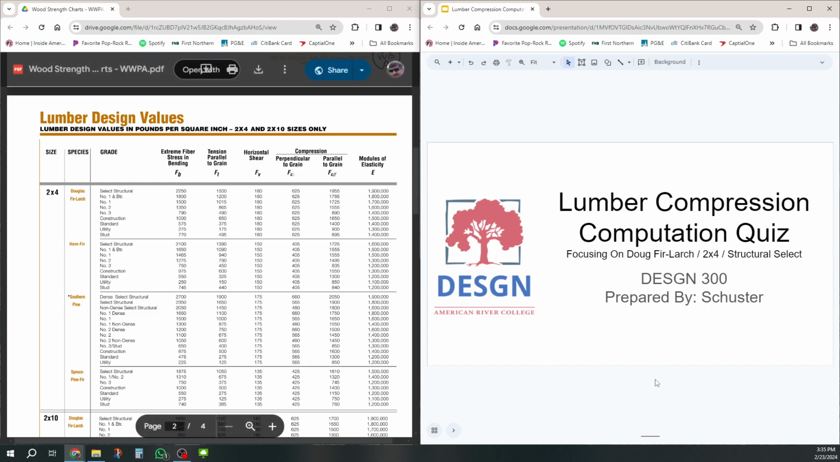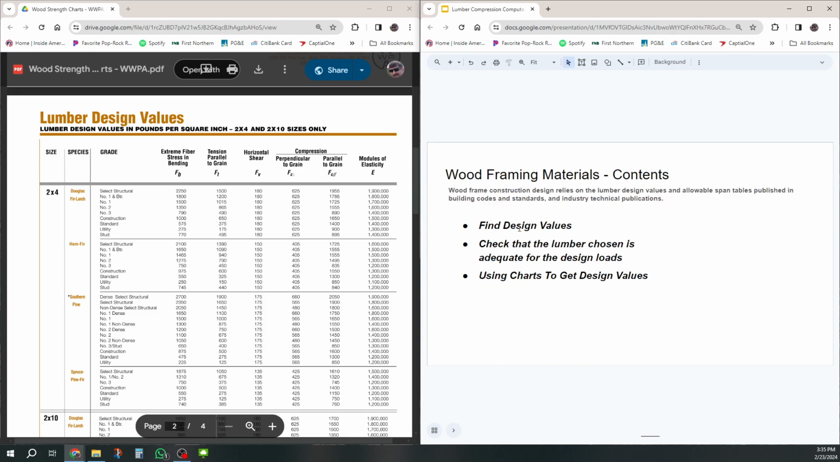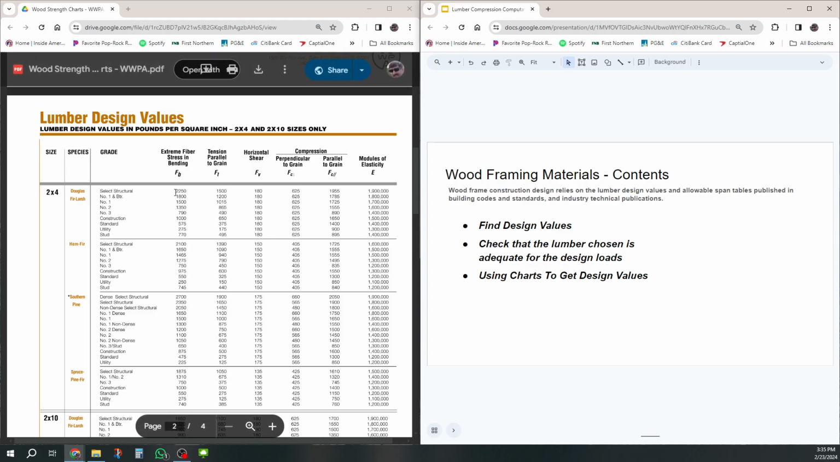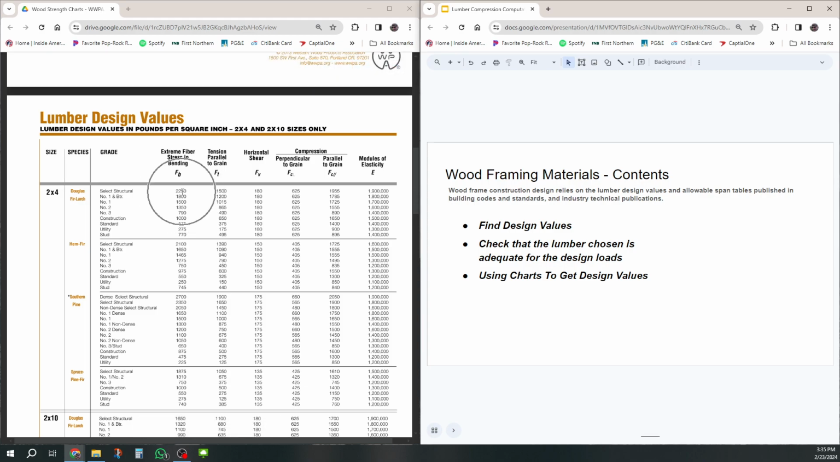But let's take a look and see how we might use these. First, let's figure out how to find design values. Now, these design values that we're talking about are the maximum stresses that a certain size of a species with a certain grade can handle without failure. So they're design limits. And that's really important for us to know.